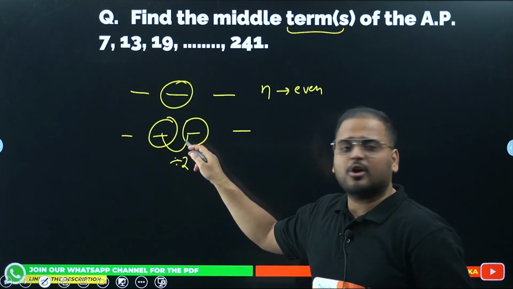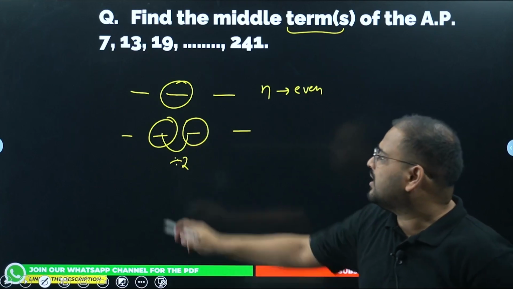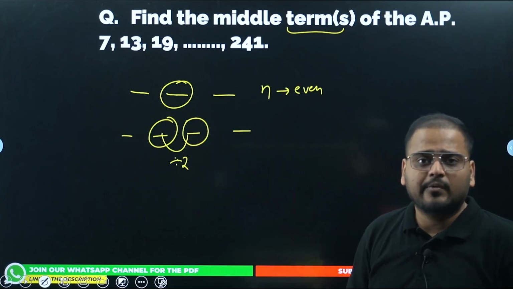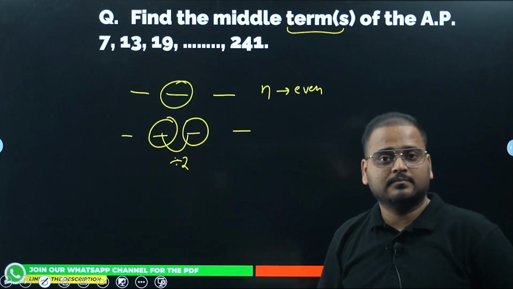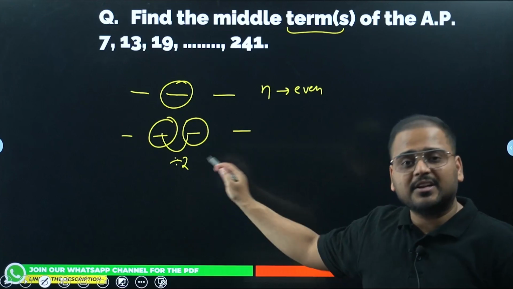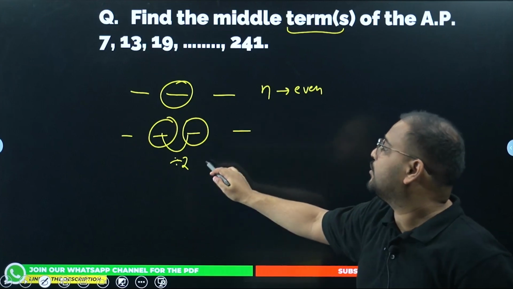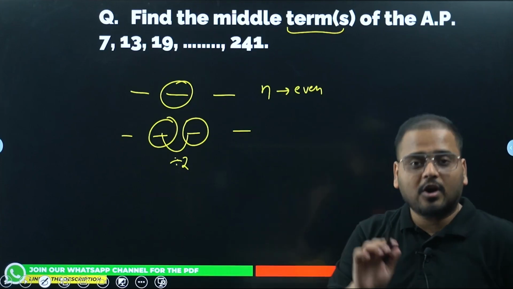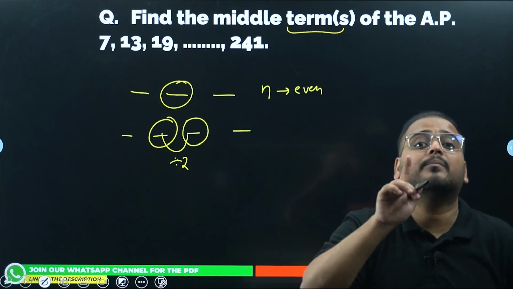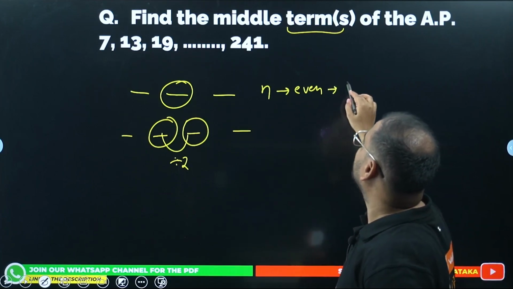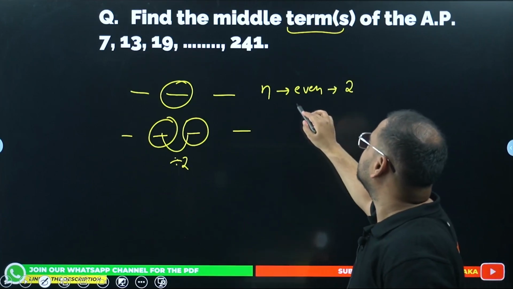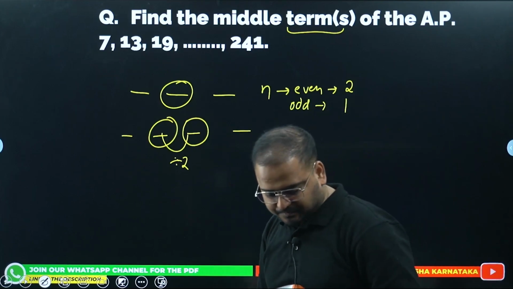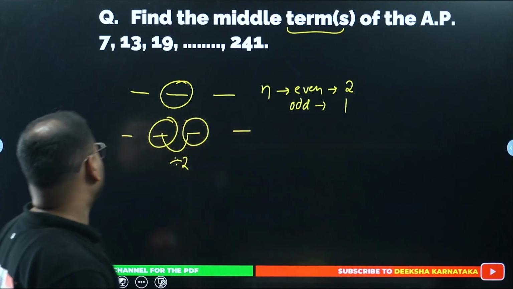We can't say that the middle term will also be in AP, right? Only if these 4 terms are in AP, how can we say the middle term is also in AP? That is actually not in AP. So if there is an even number of terms in AP, we'll have 2 middle terms. If there is an odd number of terms in AP, then we'll have only 1 middle term. For n equals even, we have 2 middle terms. For n equals odd, we have only 1 middle term. I hope this is clear. Now this question is based upon this concept only.